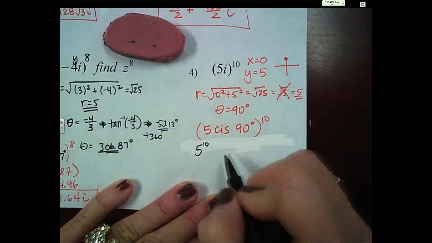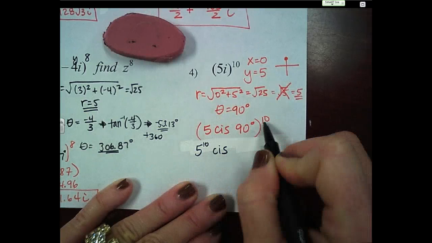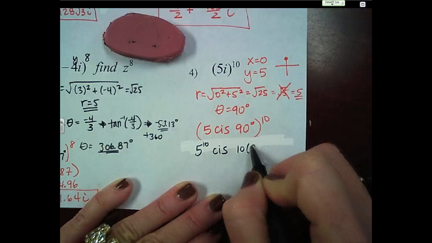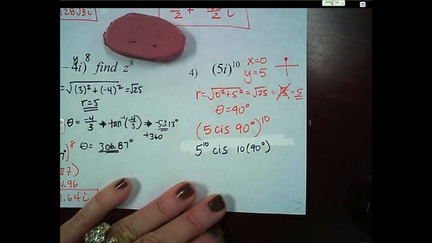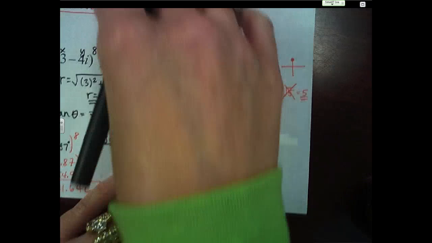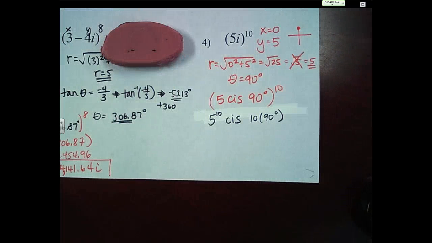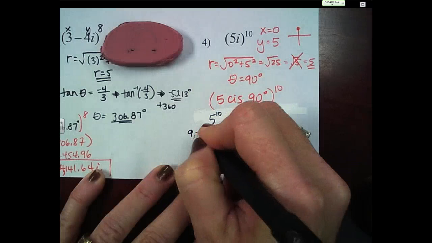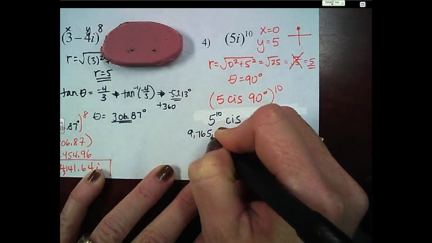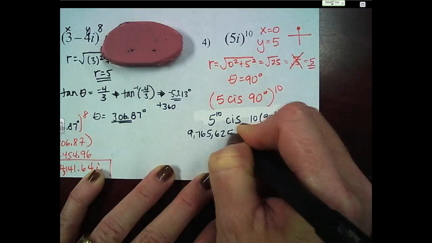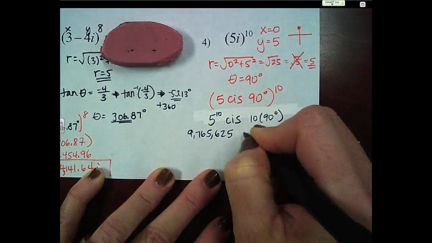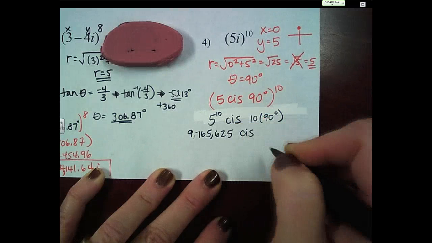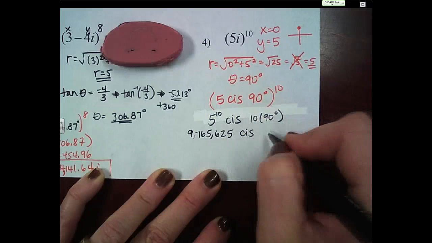If you follow the formula, CIS, and then the 10 drops in front of the angle. Five to the 10th power is huge. It's 9 million. And 10 times 90 is 900.